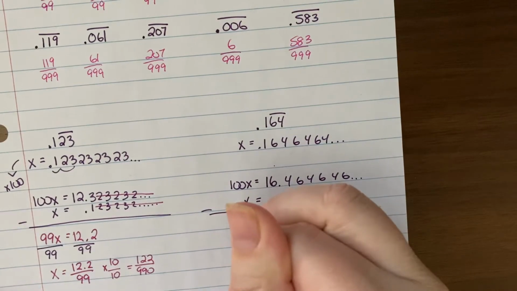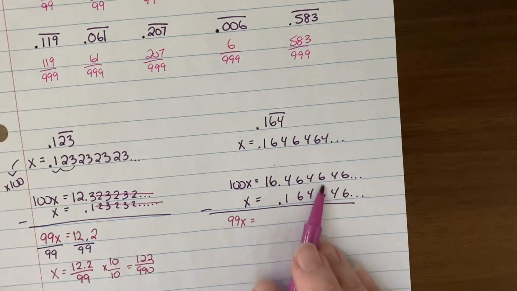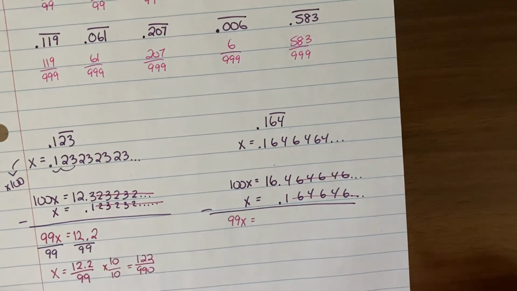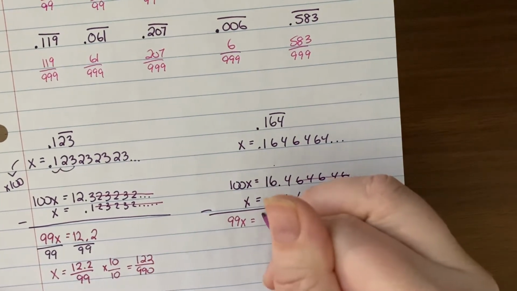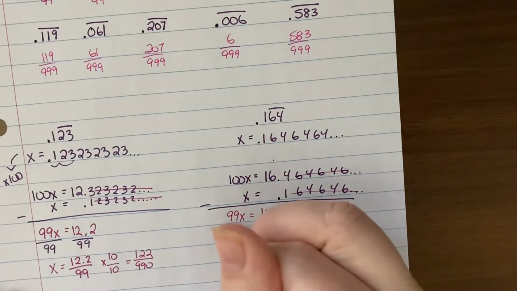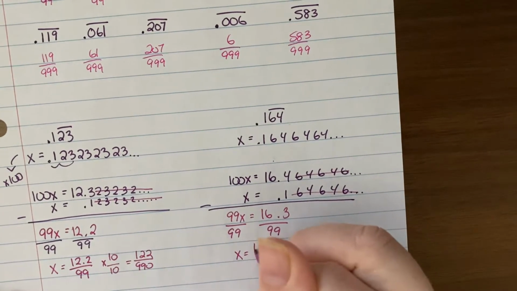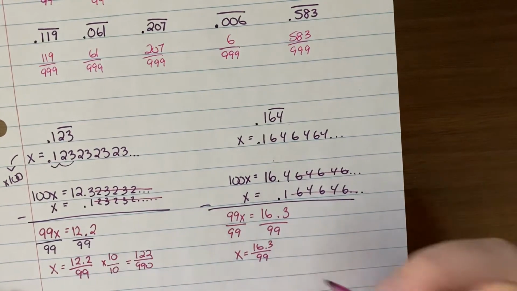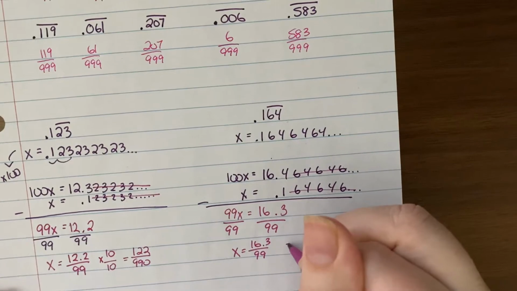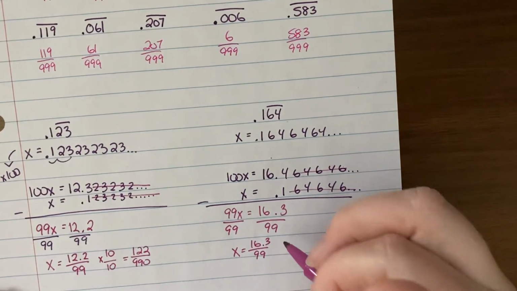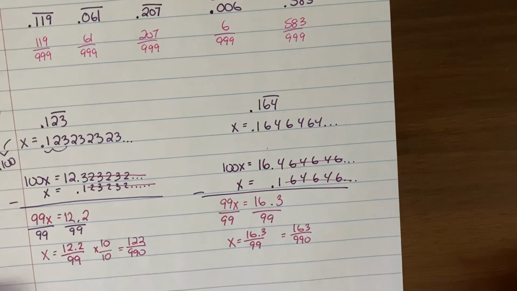100x minus 1x is 99x. You can see from here on, all of these line up perfectly, so they're all going to subtract down to 0, and I can just get rid of them. 4 minus 1 is 3. 16 minus nothing is 16. The last step is to divide by 99. So x would equal 16.3 over 99. And because we're not supposed to have a decimal in our fractions, we multiply by 10 over 10. So I get 163 over 990.